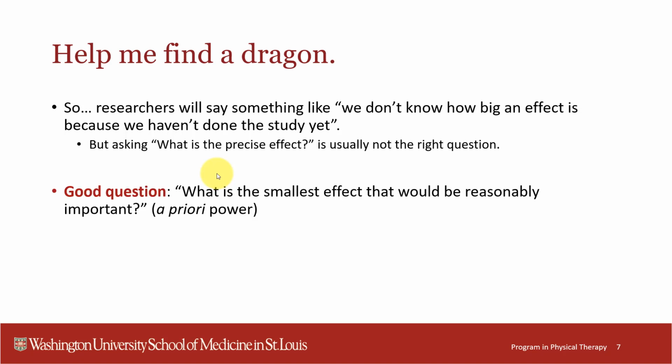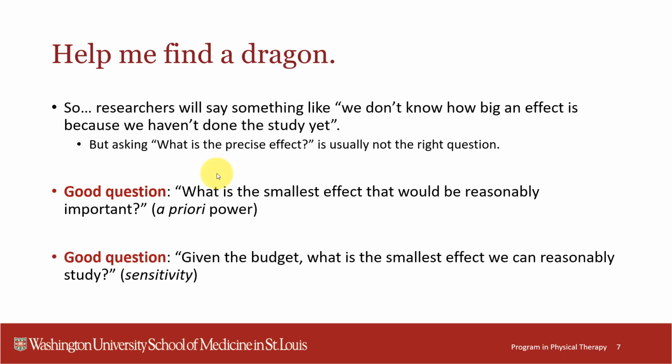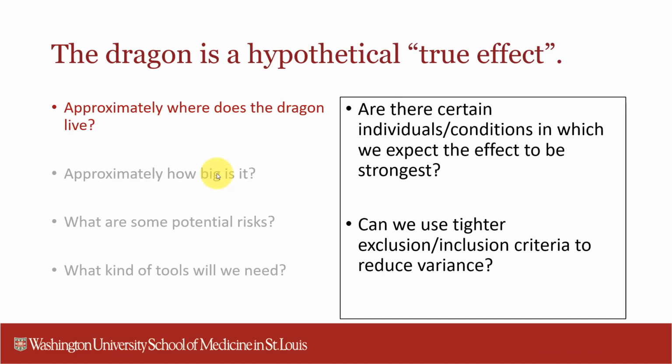So instead, we should maybe ask questions like, what is the smallest effect that would be reasonably important? Or, given the budget and that I can only get 100 people, what is the smallest effect that we can reasonably study? So these are going to be more helpful questions for you as you are thinking about the kind of effect you're trying to study. And now, again, in case it wasn't clear, the dragon in my metaphor is the hypothetical true effect out there somewhere in the world that exists that we're trying to study.